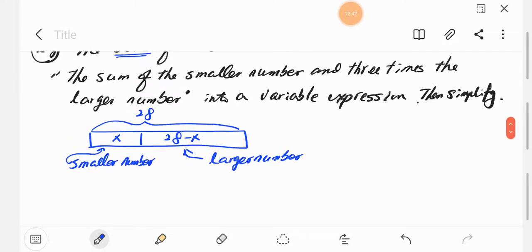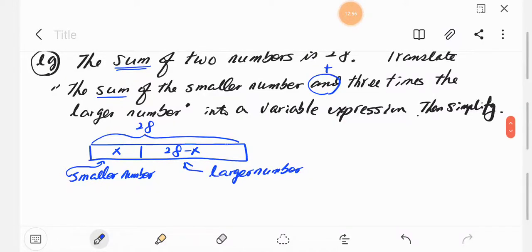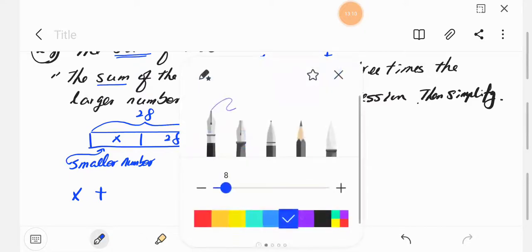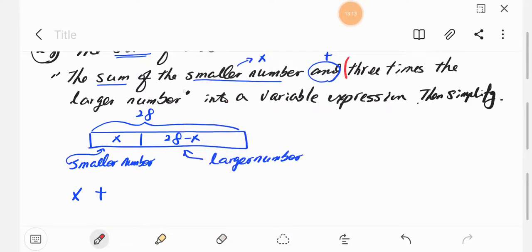All right, then let's convert this verbal expression into a variable expression. So, the sum of the smaller number and... sum means plus, so this "and" will be replaced by plus. The first number is the smaller number. The smaller number is now what? x, isn't it? So the expression is: x plus, and the second part is 3 times the larger number. So the larger number is what? 28 minus x, right?